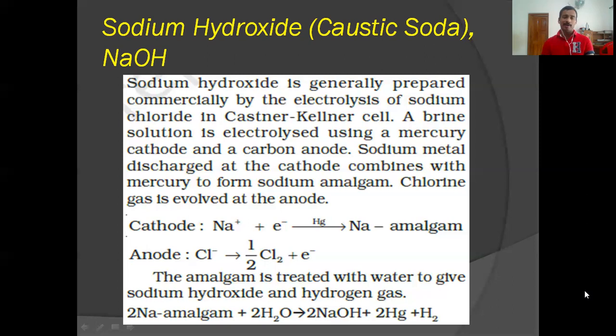There it combines with the water and liberates hydrogen gas. At the same time, sodium will change to sodium hydroxide. Sodium amalgam plus H2O gives NaOH plus Hg plus H2. Hydrogen gas will liberate. So what are the two byproducts? Chlorine and hydrogen are the byproducts in the Castner-Kellner cell, and sodium hydroxide is produced. Sodium hydroxide is the major product. H2 and Cl2 are the byproducts.